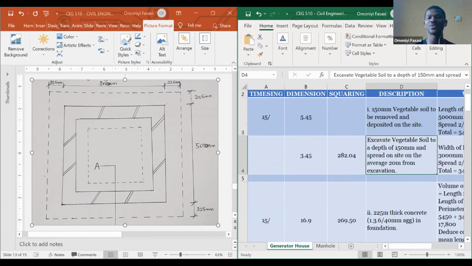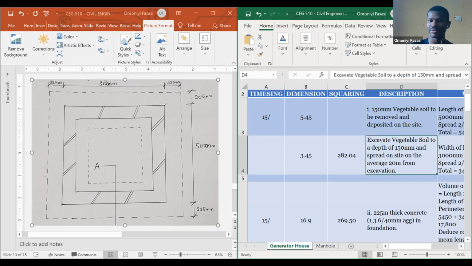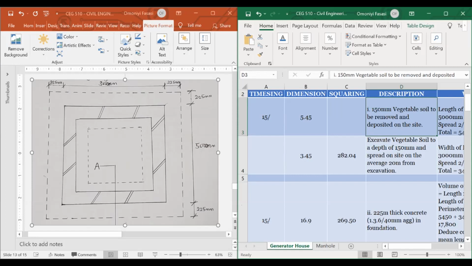So basically, the description was given in our question. If you check the question, they said 150 mm vegetable soil to be removed and deposited on the site. That was the description they gave us. So this is just doing further description. The one that is actually needed is this description up here, which was given to us. That was how we could know this is where we are starting from. Are we good? Yes.